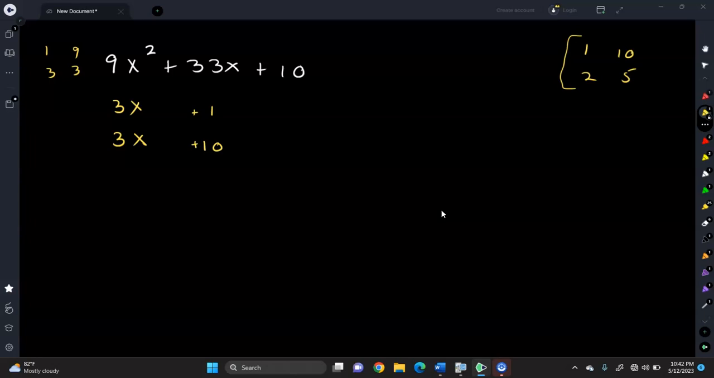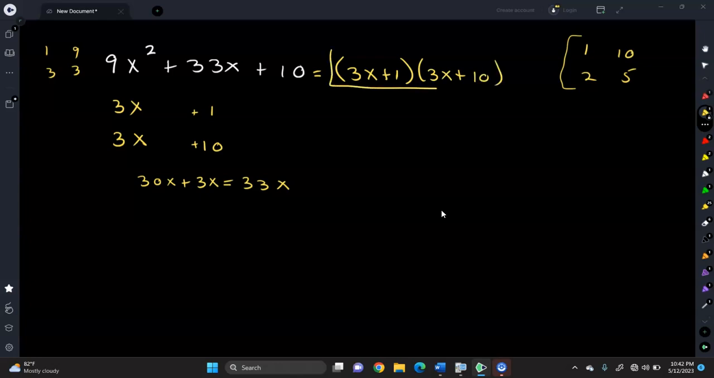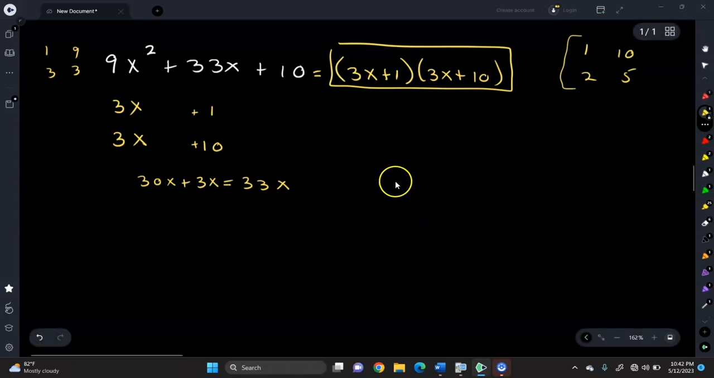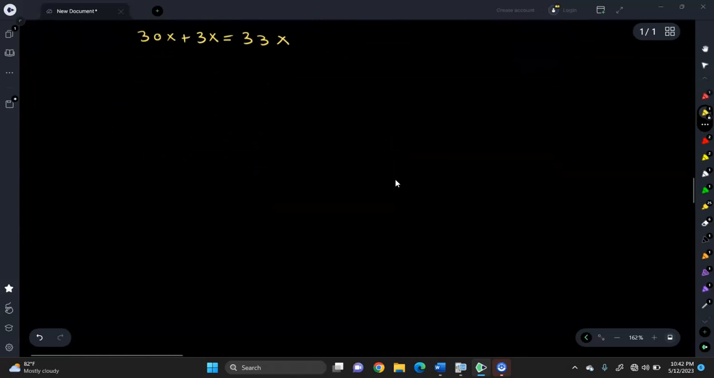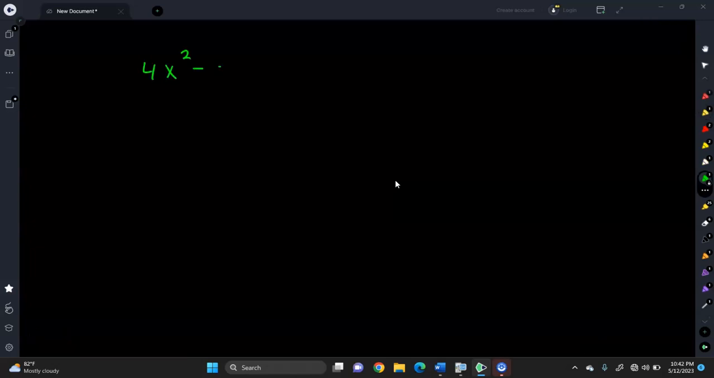We cross multiply to check, and we get 30x plus 3x, so that equals 33x. So this will factor as 3x plus 1, 3x plus 10, and we're finished. Okay, they're not all that easy. They do get a little more complicated. For instance, let's look at this one. 4x squared minus 37x plus 63.